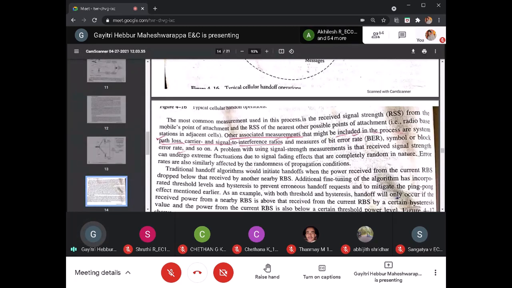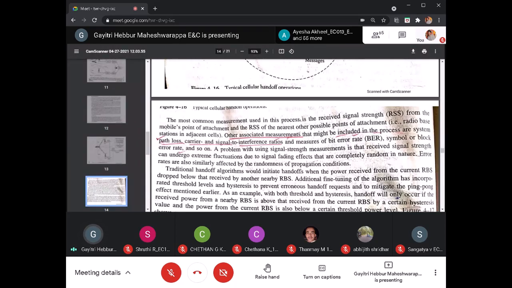A problem with signal strength measurement is that signal strength undergoes extreme fluctuations due to signal fading, effects that are completely random in nature. Error rates are also similarly affected by the randomness of propagation conditions. So we cannot decide depending only on the received signal strength, because fading is completely random in nature.